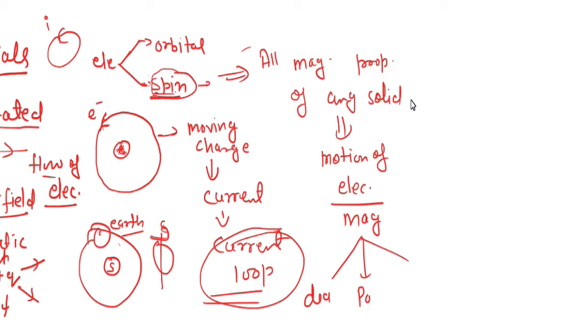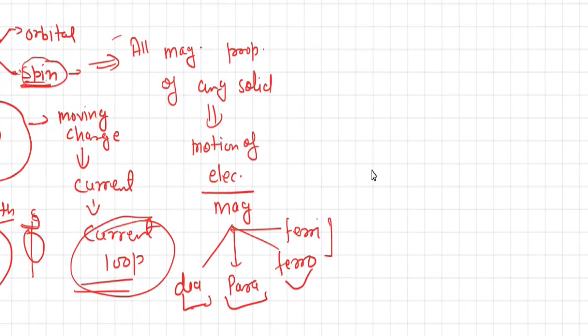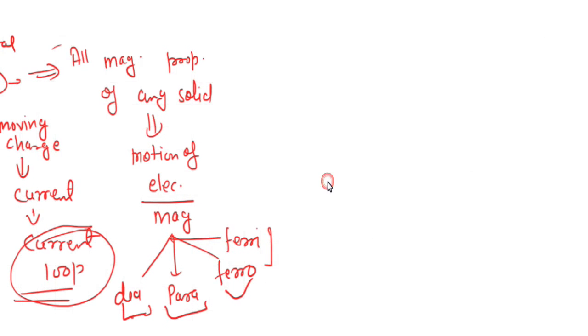Suppose this is dia, para, ferro, ferri, another type of magnetic materials. So in these different types, all materials are magnetic materials, and depending on the configuration of electron, the magnetic materials can be classified as diamagnetic, paramagnetic, ferromagnetic, and ferrimagnetic materials. So before starting the detail and the property of this type of magnetic materials, we will start Bohr magneton.